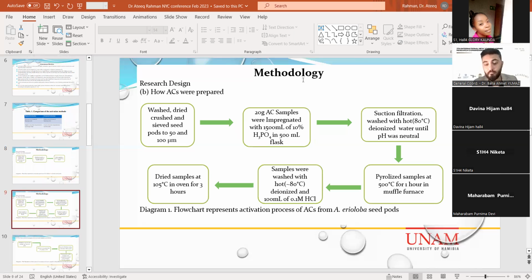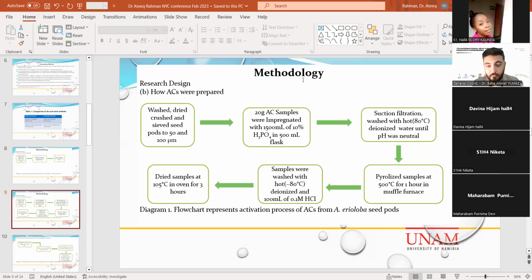Then by another method we adopted the chemical activation method. Again, the collection process is the same. 20 grams of AC samples were impregnated with 150 ml of 10% H3PO4 phosphoric acid, a good dehydrating agent, in a 500 ml flask. Then it is washed, filtered with hot water, and the pH neutralized. We wash with hot water so that the pH will be neutralized, no doubt, but it will also remove the impurities very fast compared to normal water washing, which takes more time.